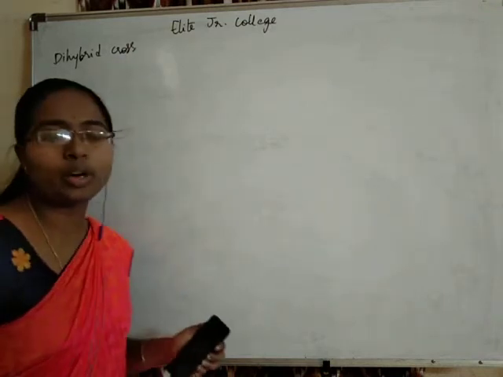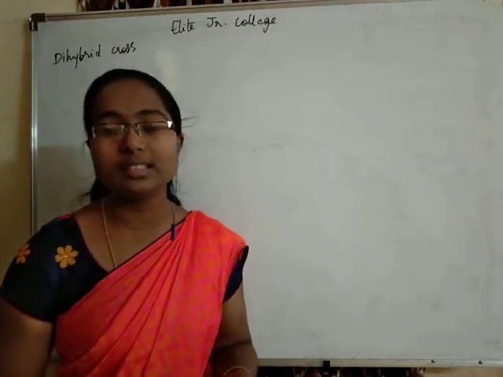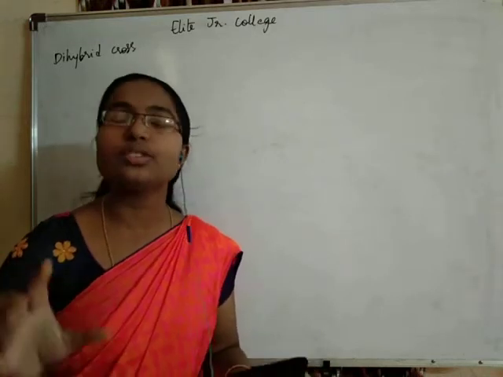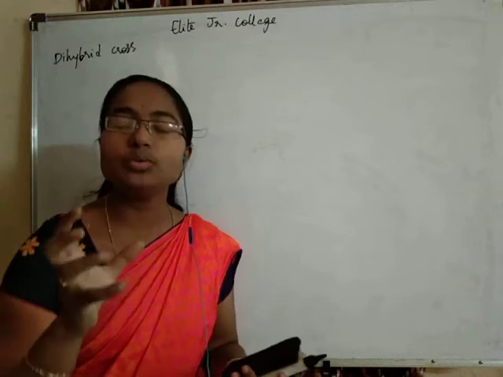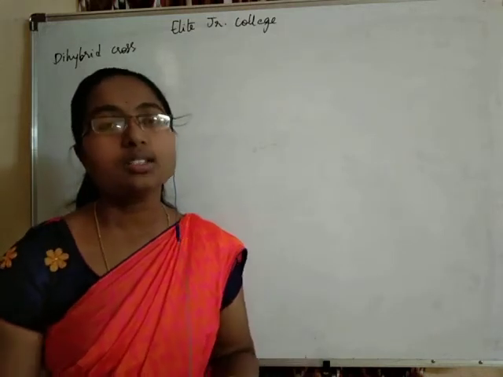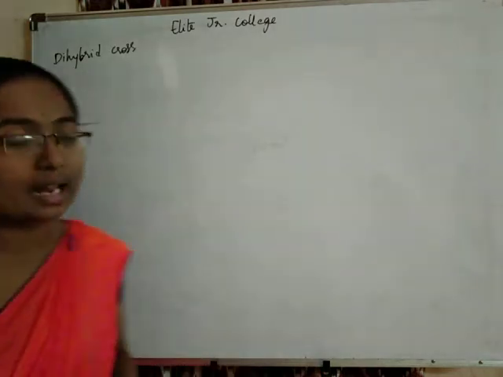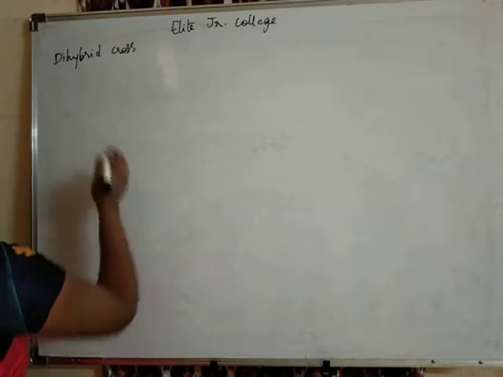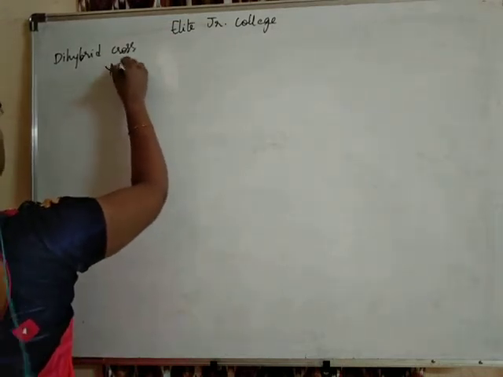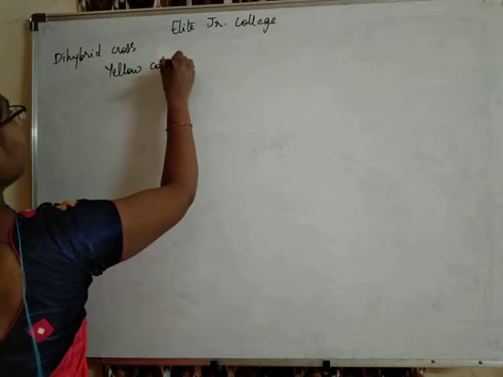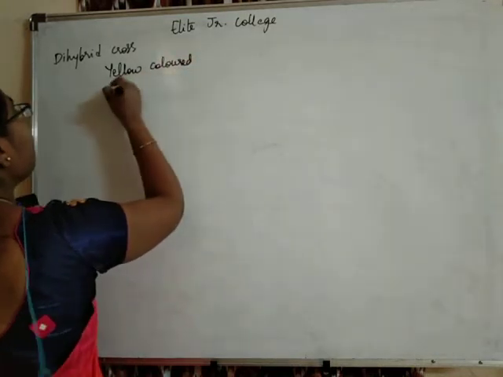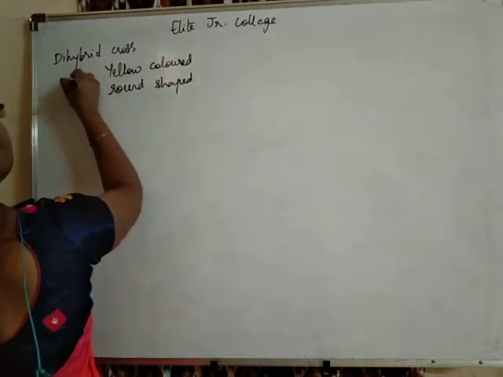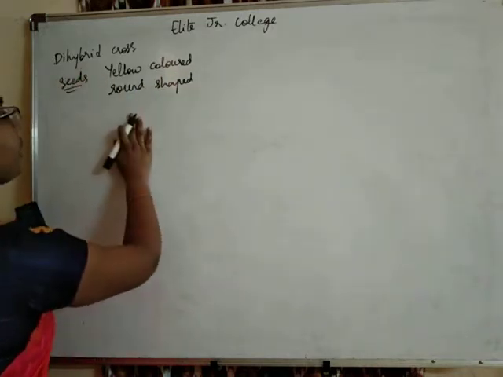Earlier, in a monohybrid cross, Mendel took plants which differed in only one character. Now we are going to take into consideration plants which differ in two characters. Mendel crossed a pea plant having yellow colored and round shaped seeds.